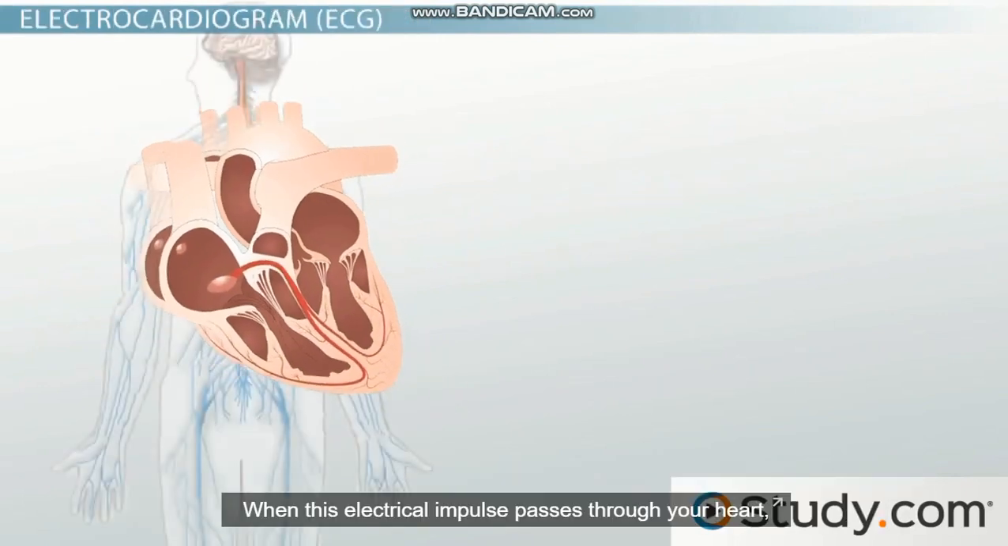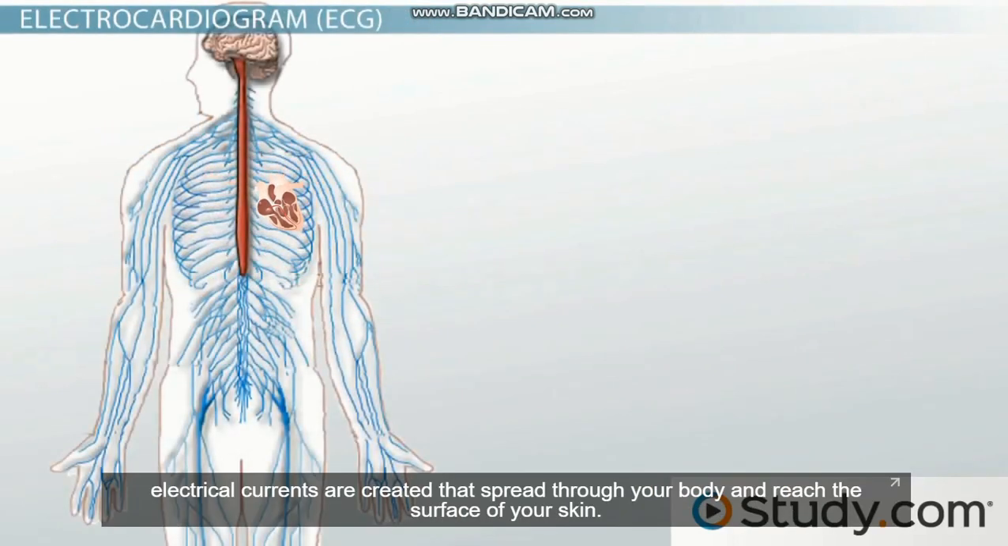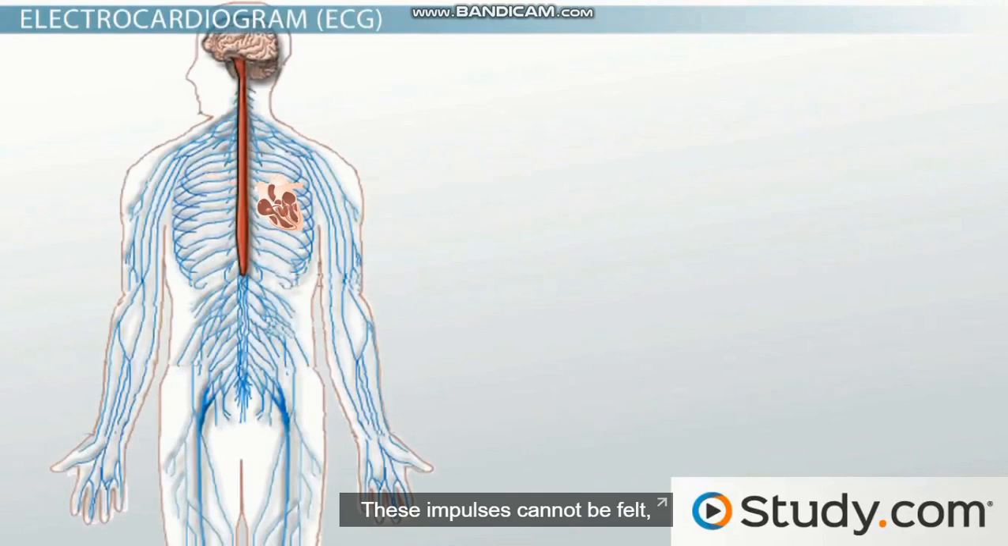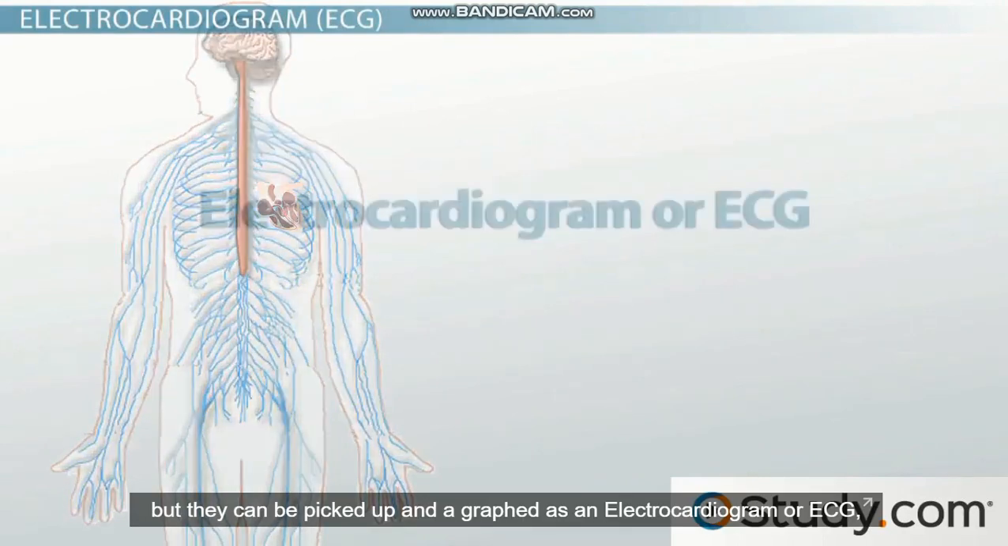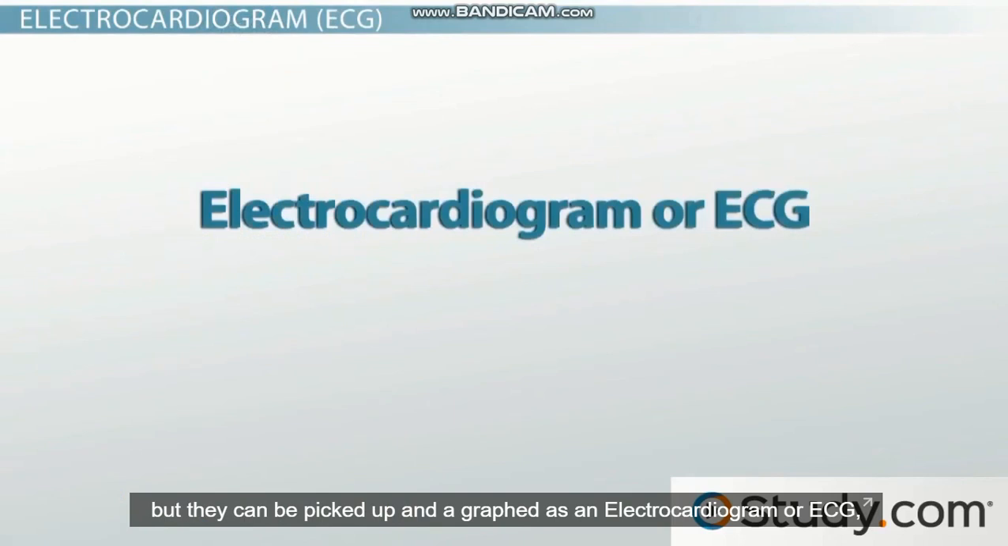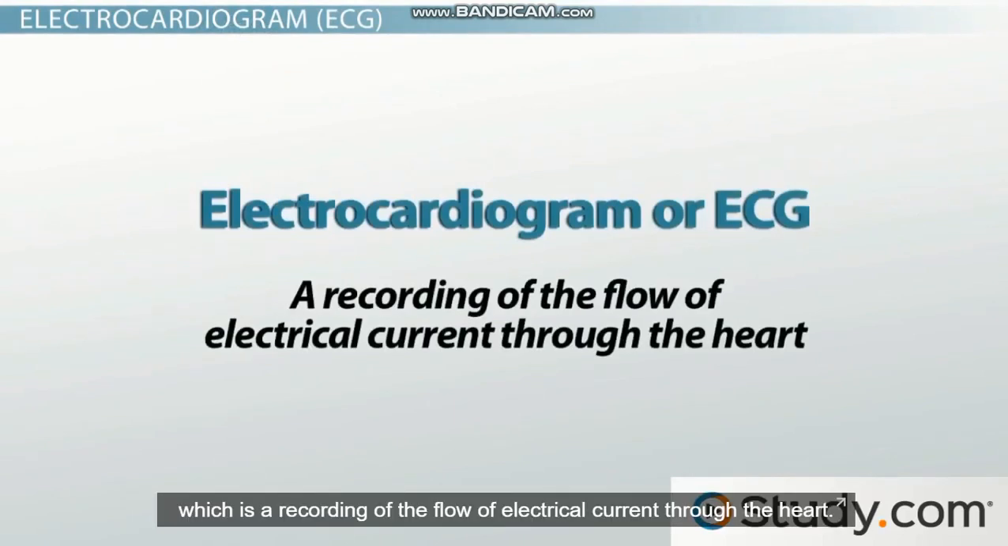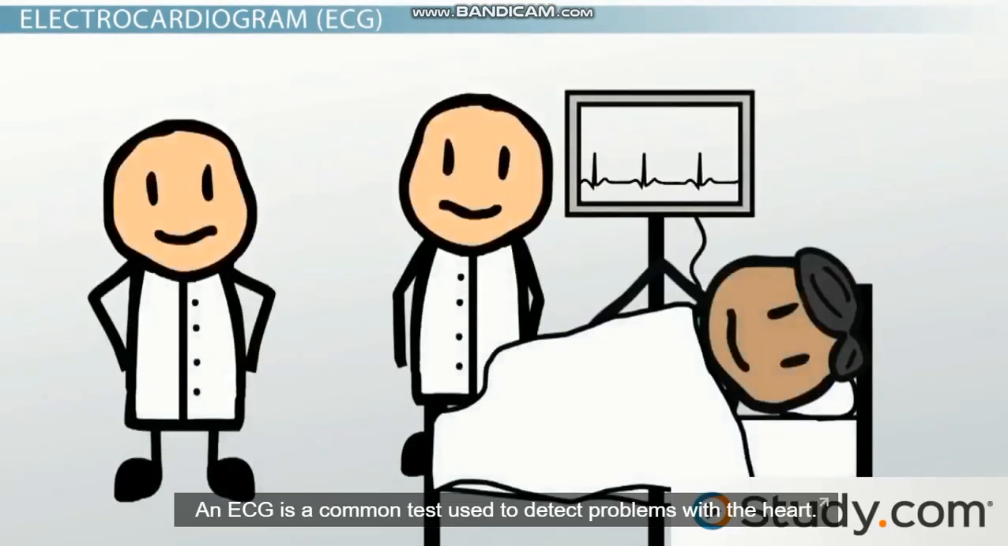When this electrical impulse passes through your heart, electrical currents are created that spread through your body and reach the surface of your skin. Now, you don't feel these impulses, but they can be picked up and graphed as an electrocardiogram, or ECG, which is simply a recording of the flow of the electrical current through the heart. And this is a common test, and it's used to detect problems in the heart.